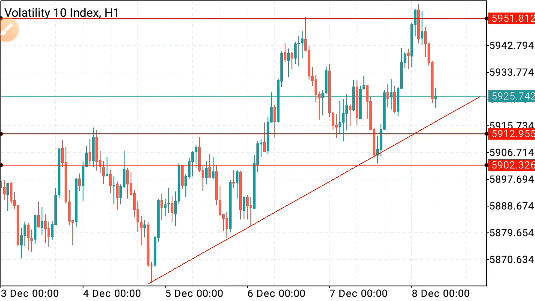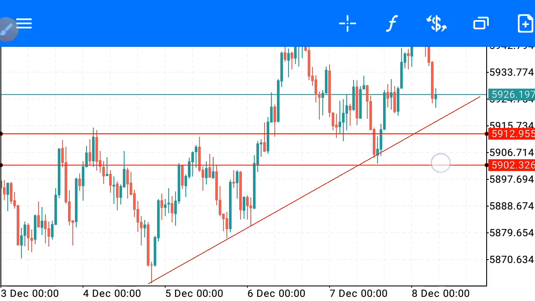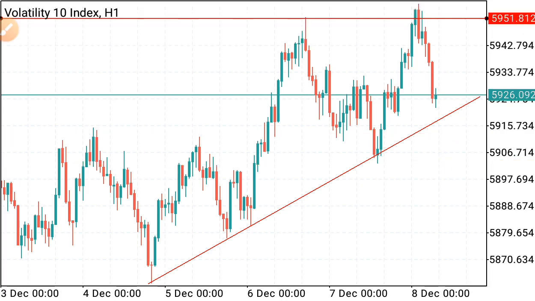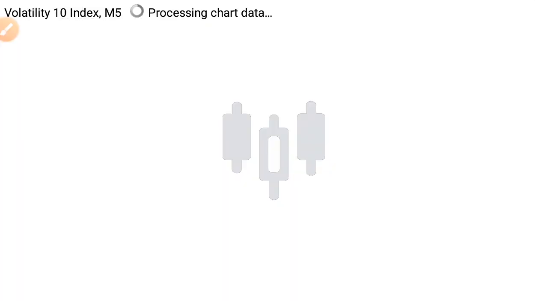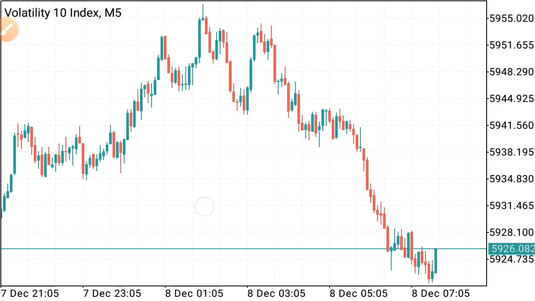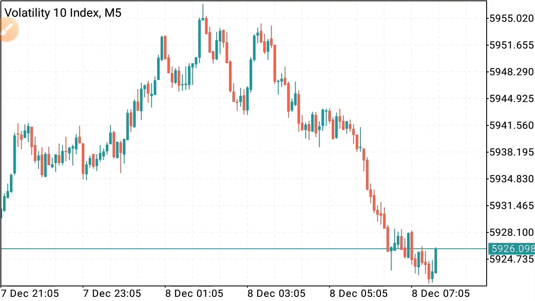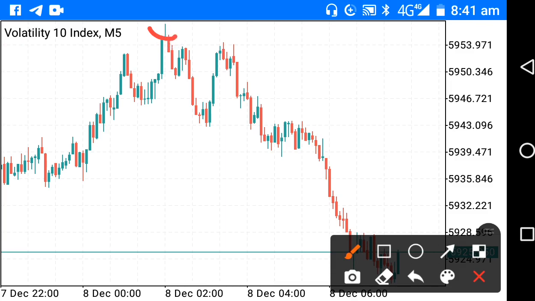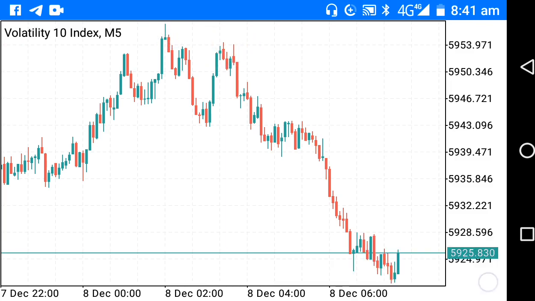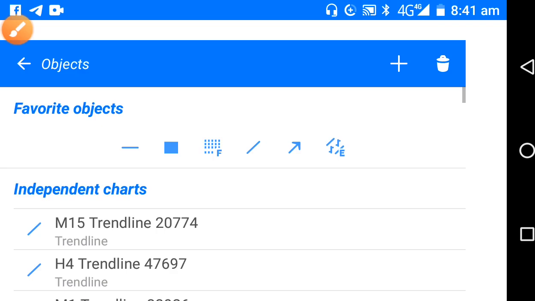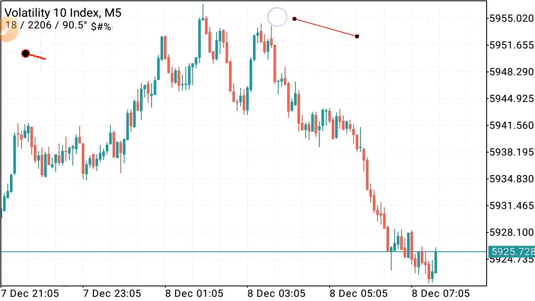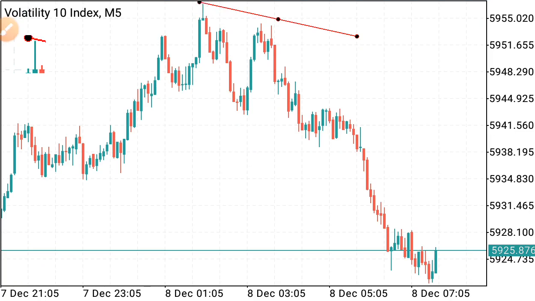So let's take another pair, or on this V10, let's go to yet a smaller time frame. I want to prove it to you that this strategy works on every time frame. Let's head down to 5 minutes. Here we're on 5 minutes. Now I can see a peak here and two peaks here. So let me try and connect and see if it works. I take my trend line and I connect.